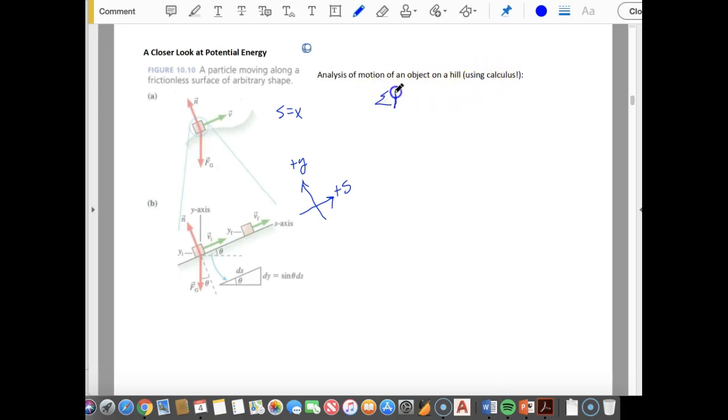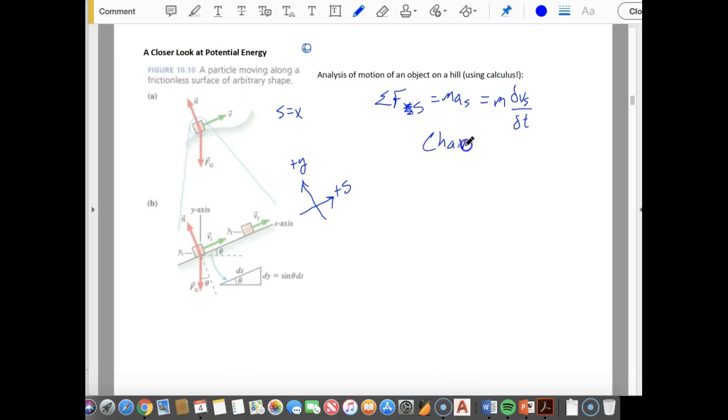So we're going to say the sum of the forces in the x direction, okay? So remember, instead of x, we're going to use s. So the sum of the forces in the s direction are equal to mass times the acceleration in that s direction. And acceleration is really just the derivative of the velocity versus time curve. So here we've got dvs over dt. So remember, s again is x.